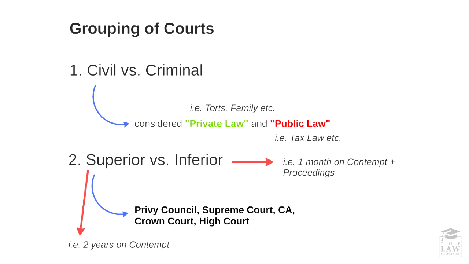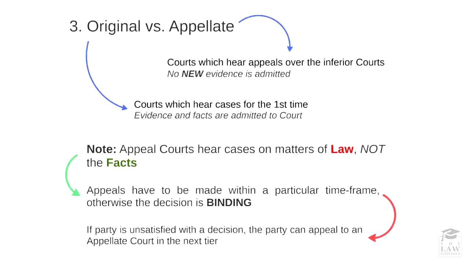And in considering appellate jurisdiction, another division that we considered during the inception of this particular topic is original versus appellate. Original courts are the courts which hear cases for the first time. Now, what's notable in terms of an original court is that evidence as well as facts of the matter are admitted to court at this particular jurisdiction, at this particular instance. Whereas an appellate court is one that hears appeals over an inferior court or an original court. There is no new evidence that is admitted, it must be noted, unless the bench or the panel of judges decides that it is of utmost importance to the case itself and there has been a material change in evidence or circumstances that warrants the admittance of new evidence.